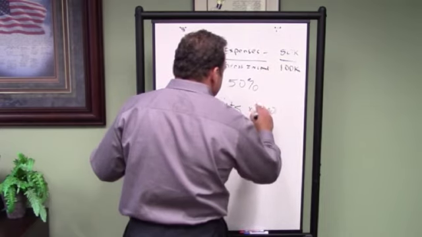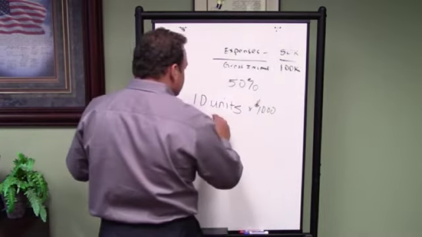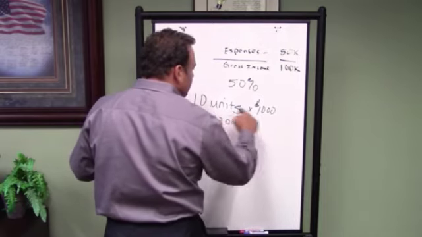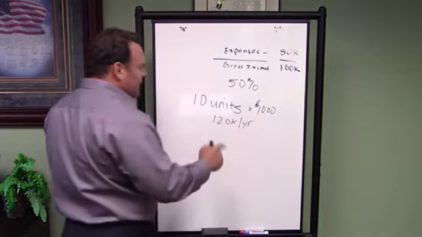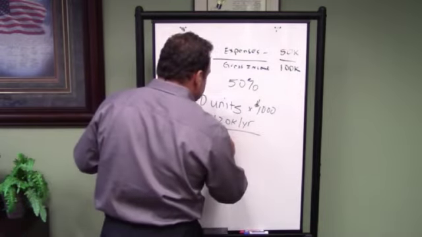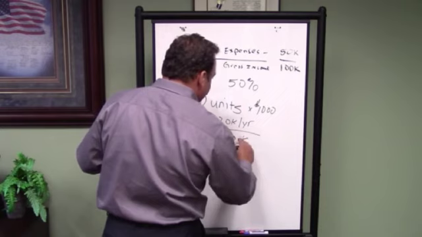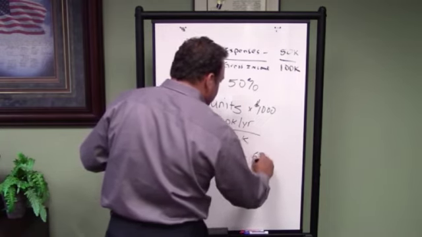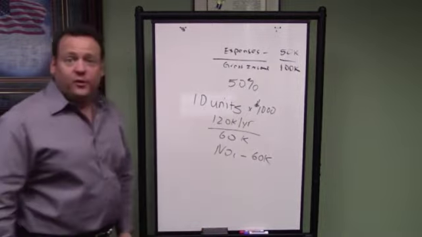Okay, so that's 120,000 per year. Right? 10 times 1,000 is 10,000 times 12 is 120,000 a year. You can pretty much guess that the expenses are going to be about half, and thus the NOI is going to be what? 60K. Wow, that was pretty quick.